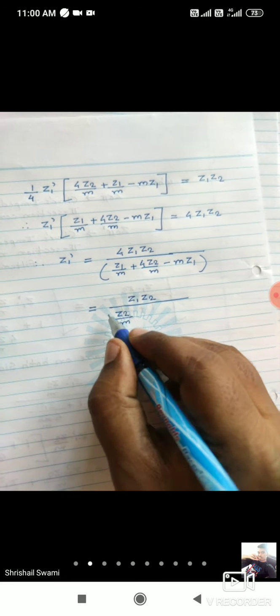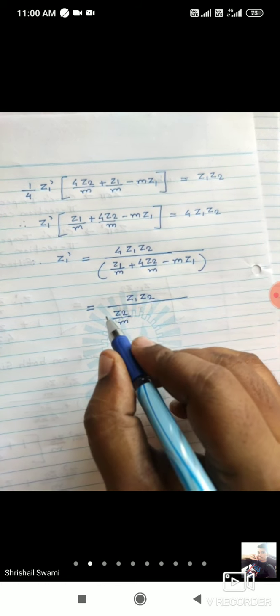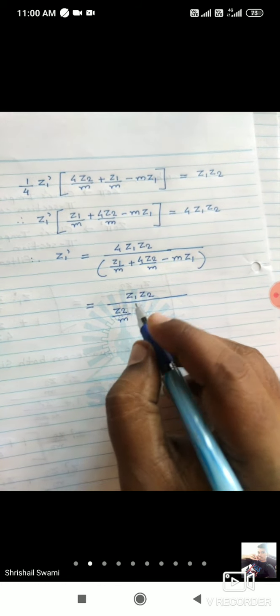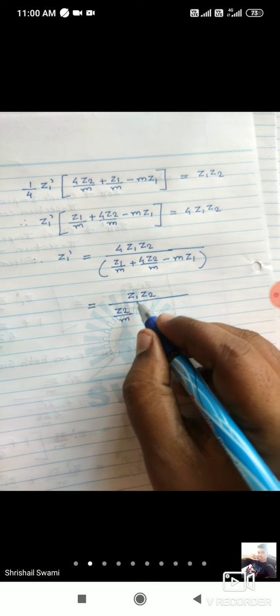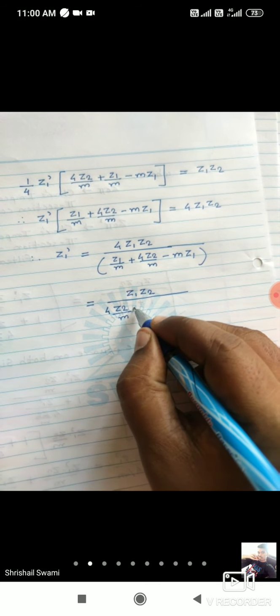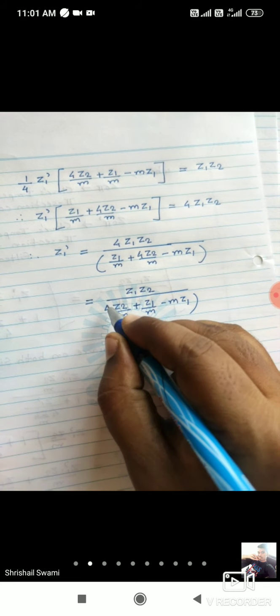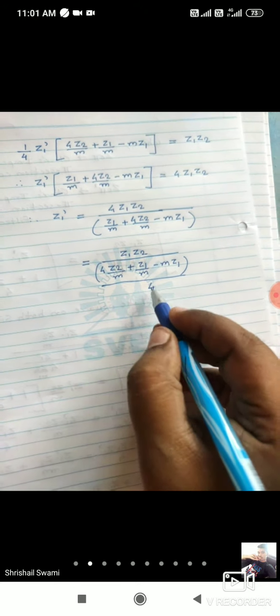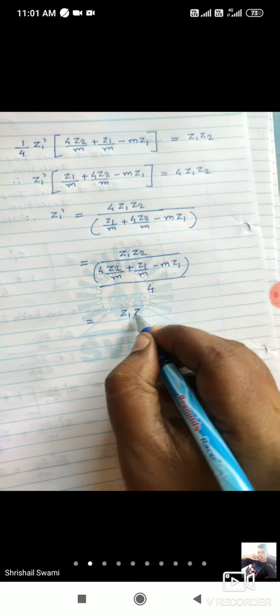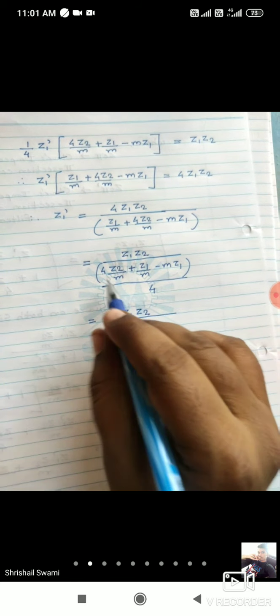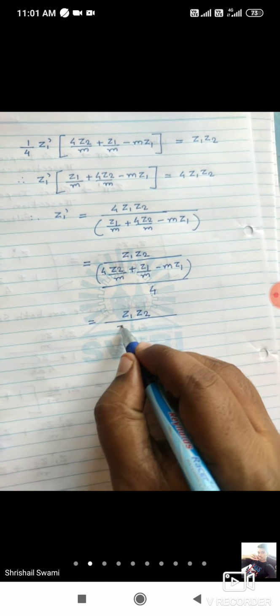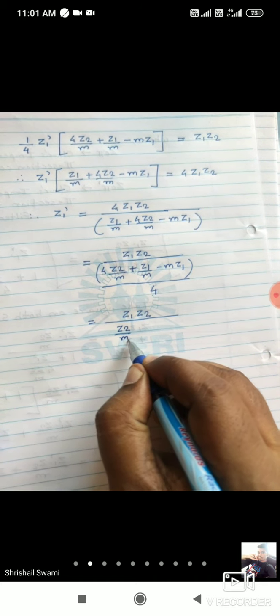किंवा हे पूर्ण ब्रॅकेट लिहितो तुम्हाला कन्फ्यूज होण्यास, don't confuse here. 4 Z2 by m plus Z1 by m minus m into Z1. So it will come divided by 4, कारण हा 4 वरती गेले की न्यूमरेटर मध्ये होत. आता हे बघा, हा 4 आणि हा 4 कॅन्सल होणार. So numerator Z1 into Z2 remains same. This 4 and this 4 will get cancelled. So what is remaining? Z2 by m.